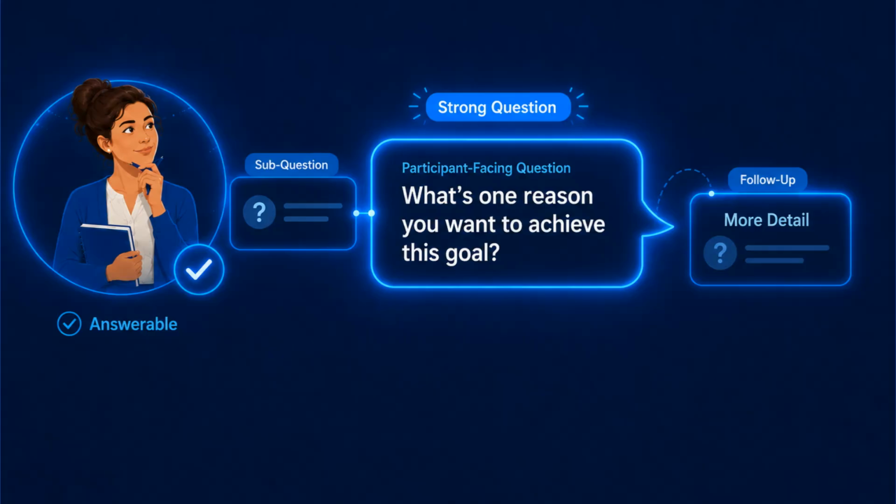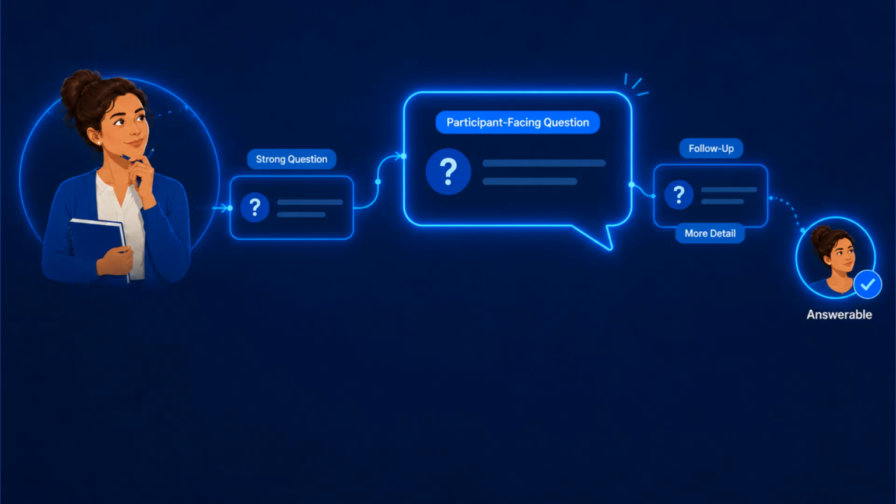Now try the practice move with your own study. Choose one interview sub-question. Underline the layer inside it. Decide what kind of lived detail you need. A moment, sequence, comparison, feeling, decision, or reflection. Then write one strong participant-facing question. If needed, write one follow-up that invites more detail. Check whether each question sounds like something a person can actually answer.